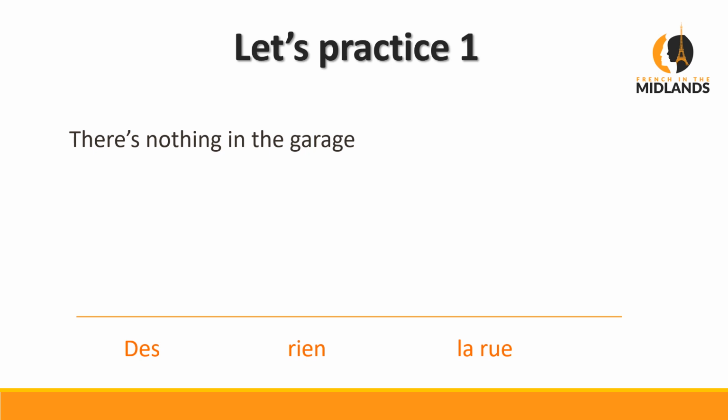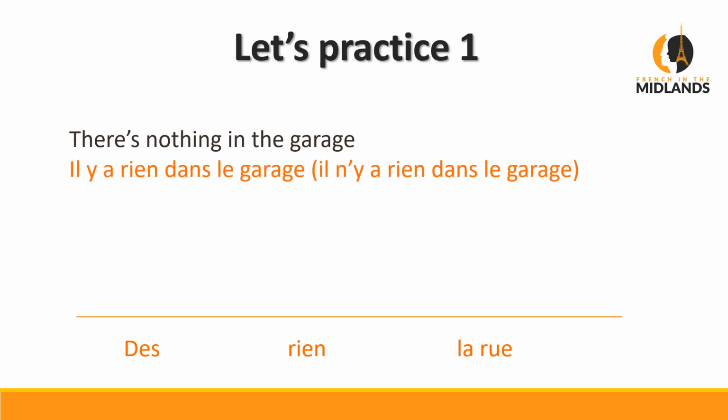Il y a rien dans le garage. Or, if you want to speak properly, il n'y a rien dans le garage. We tend to write il n'y a rien, but we tend to say il y a rien. It's just how we speak.